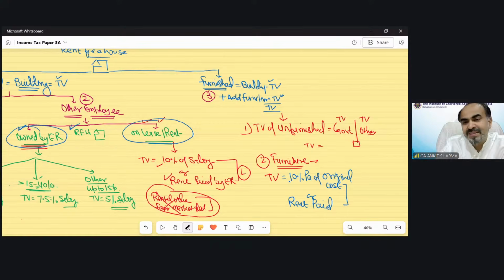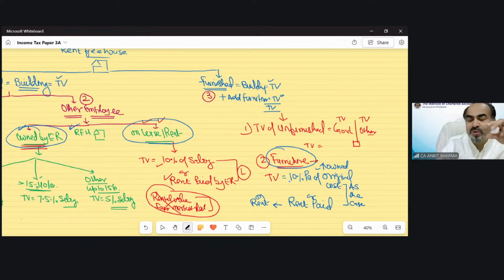That is also an asset. In the same way, any asset either would be owned by you or on rent. So if it is owned by the employer, then this case would be applicable: 10% per annum of original cost. If it is taken on rent by the employer, then we will take the rent paid. So that would not be the lower or higher, it would be as the case may be.